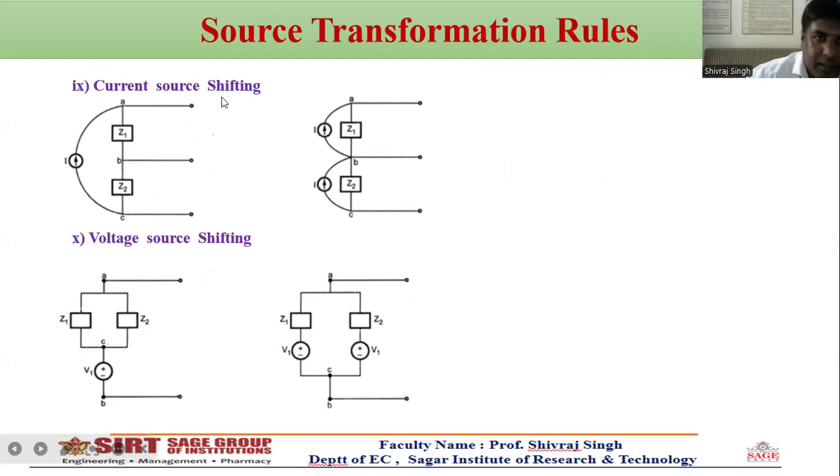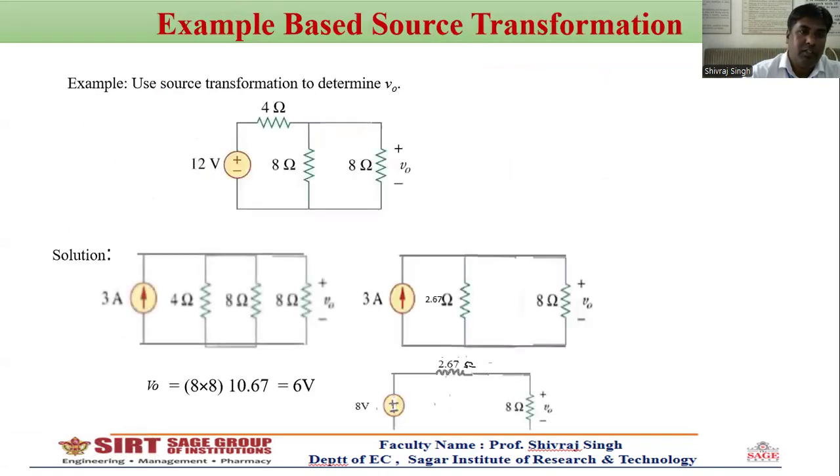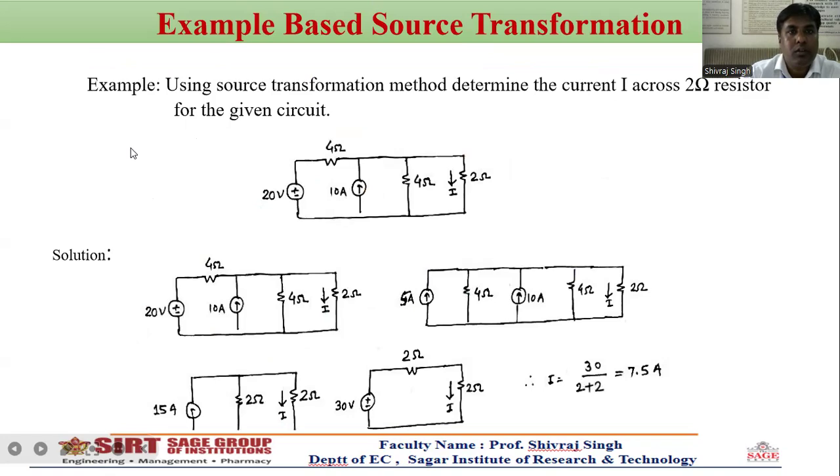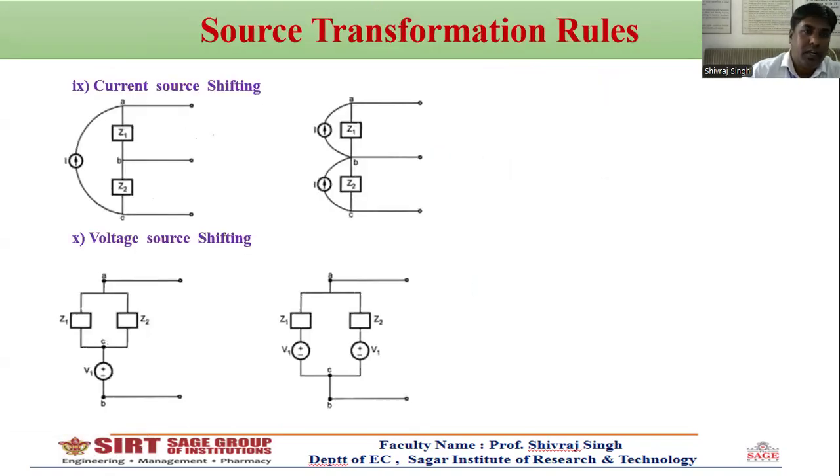Next one, current source shifting. If there are two impedances Z1 and Z2 connected in parallel to a current source, then the same current flows through Z1 and Z2. So this is equivalently represented by Z1 in parallel with the current source I1. Similarly, Z2 is connected in parallel with a current source.